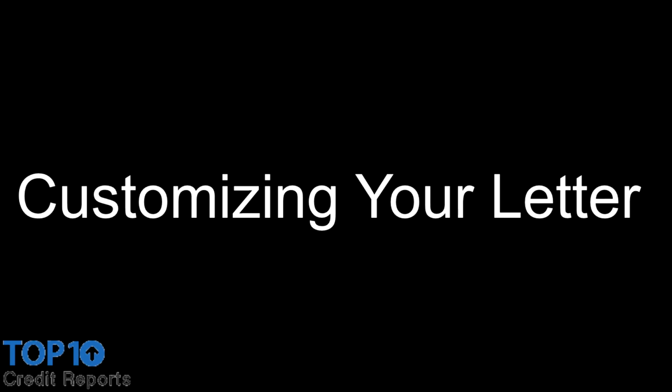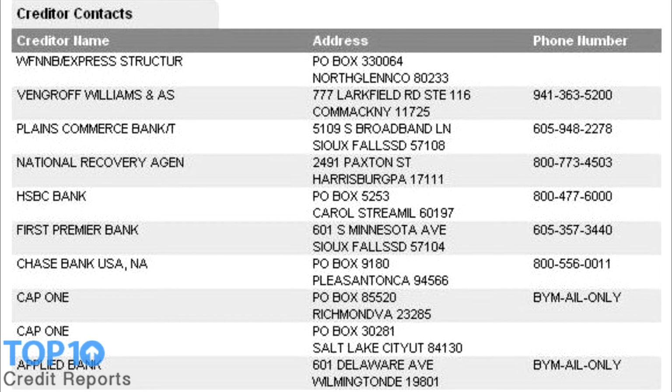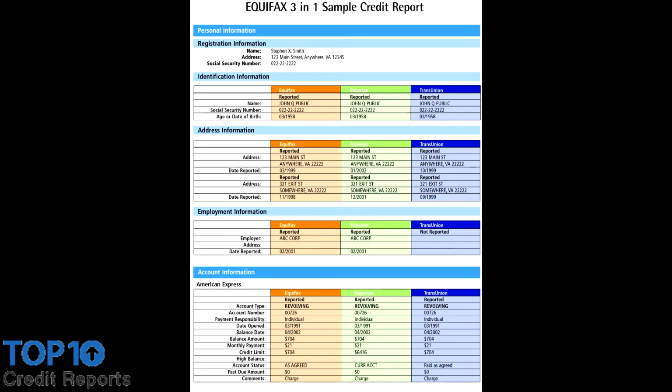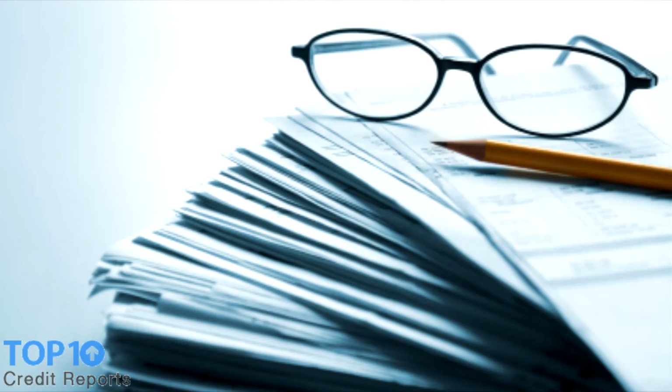Next, we're going to work on customizing your credit letter. The address of the creditor should be available in the credit report. It's usually listed on the last pages of the credit report. The opening paragraph references your credit report as the source of the information. Cut and paste the top portion of the credit report that identifies you and the report, and the specific credit reference in the body of the report that pertains to that creditor. You don't need to include the whole credit report.